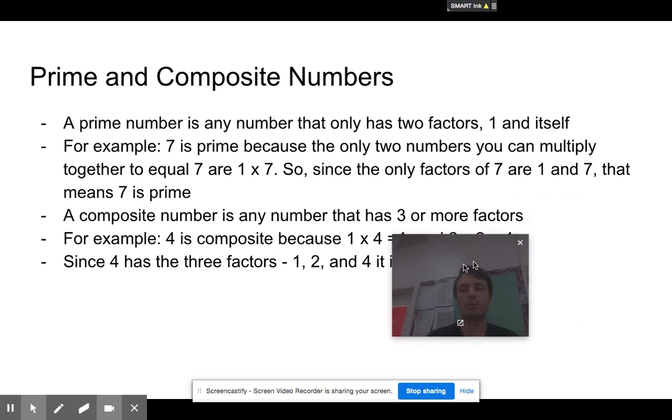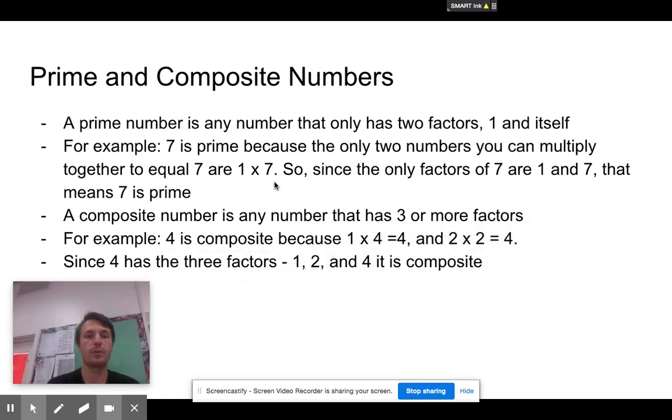Now let's talk about prime and composite numbers. A prime number is any number that has only two factors, 1 and itself. For example, 7 is a prime number because the only two numbers you can multiply together to equal 7 are 1 times 7. So, since the only factors of 7 are 1 and 7, that means 7 is a prime number. 7 is prime. A prime number is the opposite of a composite number.